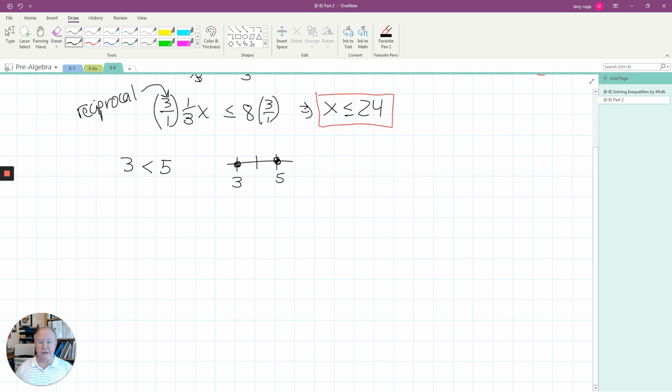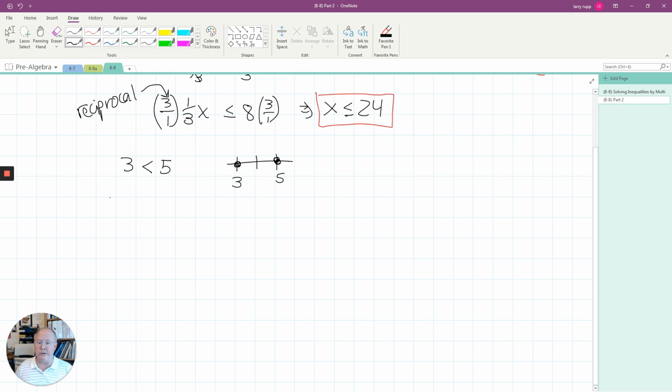5 occurs on the right-hand side of 3, so that means 5 is greater than 3. But reading this left to right, 3 is less than 5. Okay, that's how you read this inequality. Now we know that if we multiply the same thing on both sides, then the inequality should hold true.